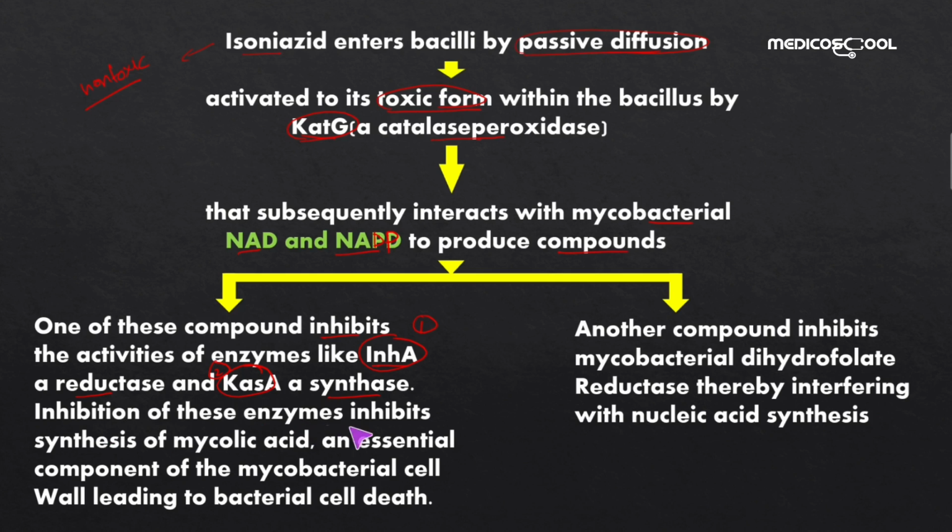Inhibition of these enzymes inhibits the synthesis of mycolic acid, and this mycolic acid is an essential component of the mycobacterium cell wall. Inhibiting it will lead to mycobacterium cell death, as it inhibits the synthesis of mycolic acid. They are much more effective in a dividing cell.